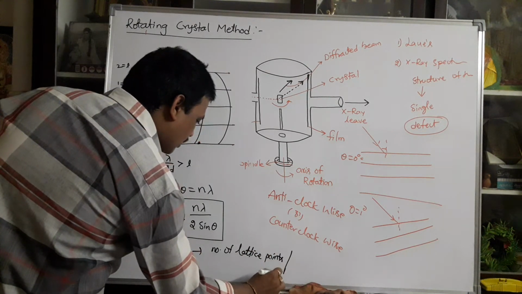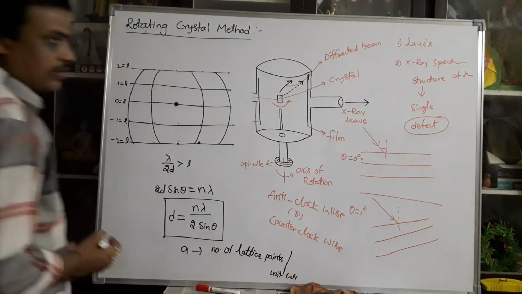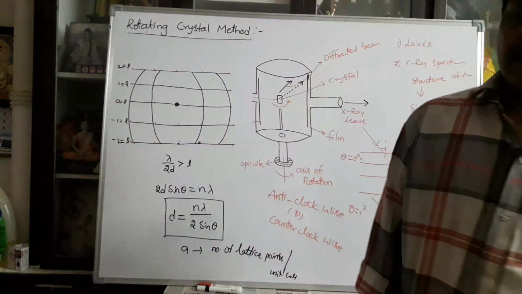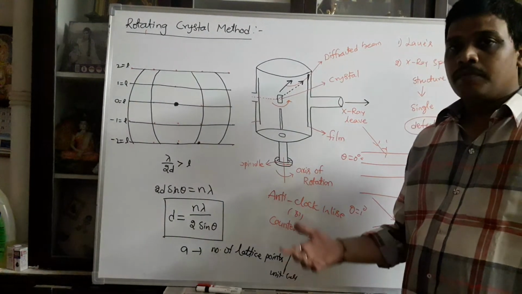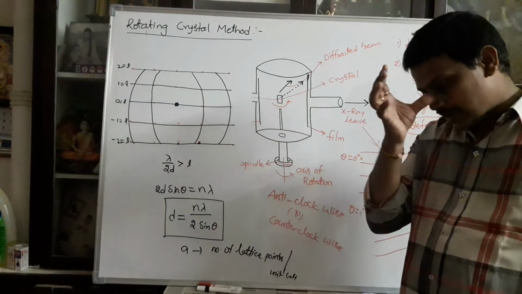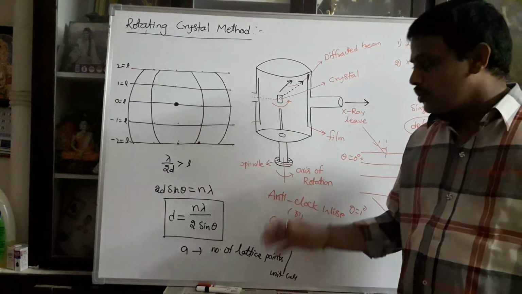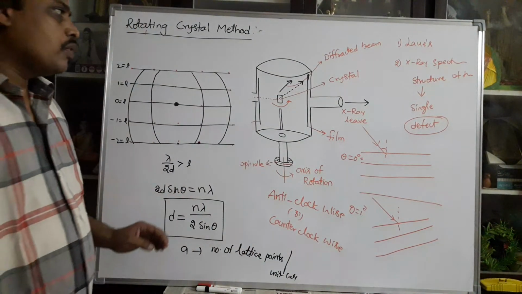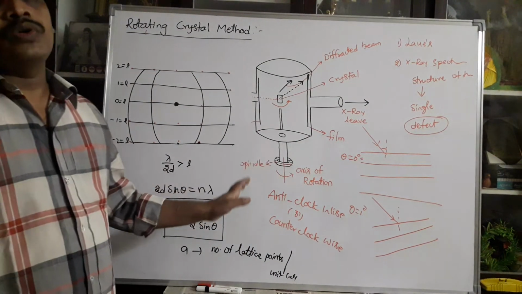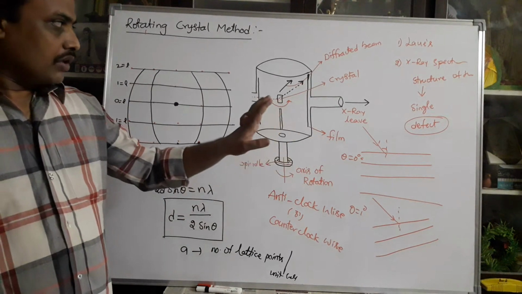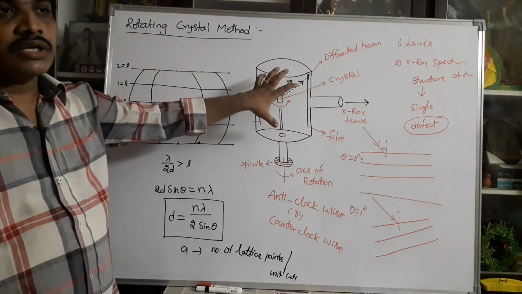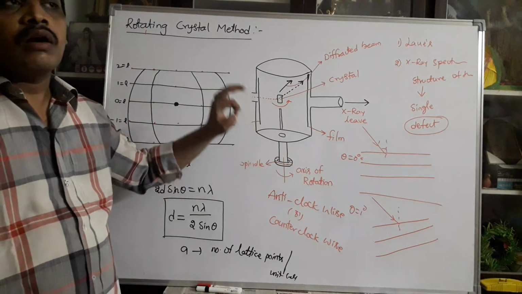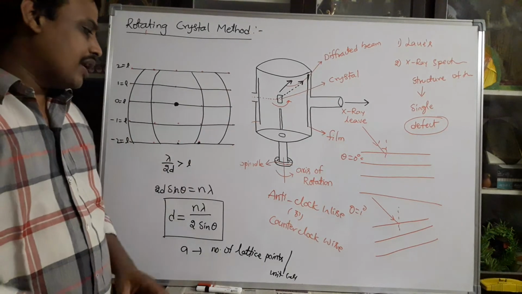per unit cell. Depending on the number of lattice points per unit cell, you can clearly explain whether the structure is simple cubic or primitive, face centered, or body centered cubic. So this experiment gives the entire information about the crystal structure. This rotating crystal method is used to easily determine the structure of the crystal.